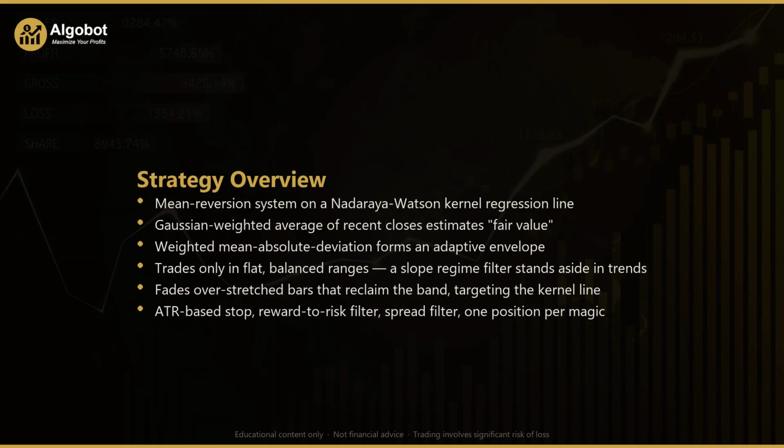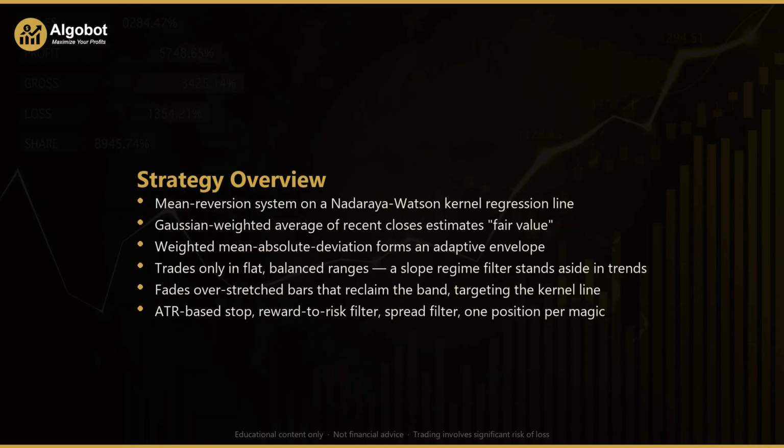Now, fading stretched price only makes sense when the market is ranging, not trending. So the strategy adds a regime filter. It measures the slope of the kernel line over a look-back window and normalizes it by the average true range. If that slope is steep, a genuine trend is likely underway, and the strategy simply stands aside. It only looks for setups when the kernel line is relatively flat.